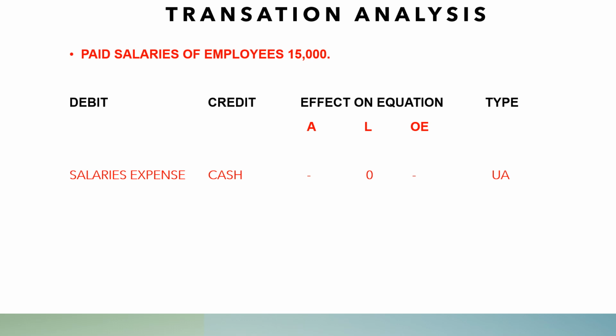So the effect on the accounting equation: assets decreased because cash decreased, and no effect on liabilities because there is no account title here representing liability. And then owner's equity decreased in the form of an increase in expense, because every time expense increases, capital will decrease. So this type of transaction here is a use of asset because there is a decrease in assets.